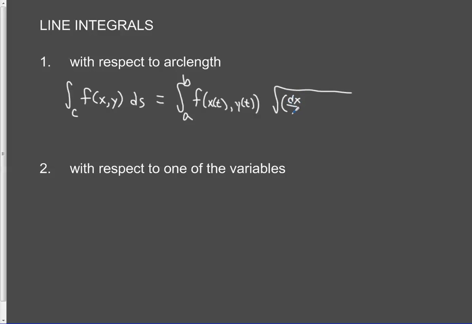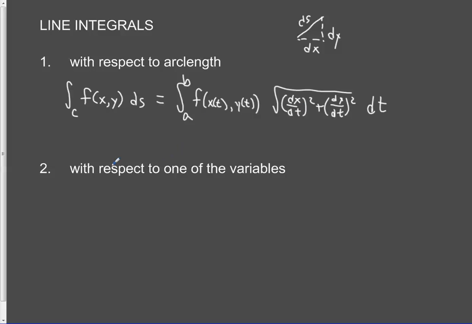So it looks like this. Okay, and this square root came from working out arc length, making a little right triangle. That's where that came from, the Pythagorean theorem.